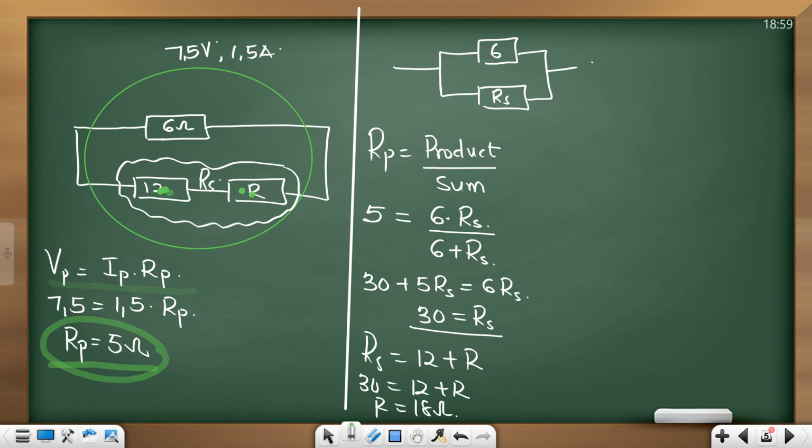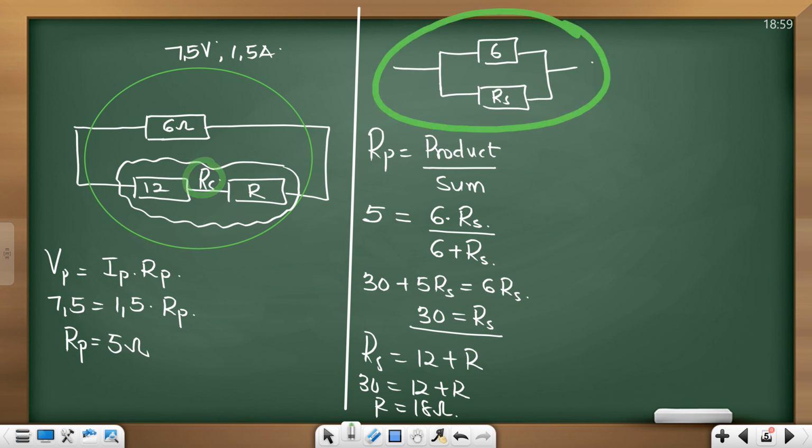But then I see these two. But I used what? R series. I simplified my diagram and I got something like, they are in parallel. How do you get the parallel? Product over what? Sum. You multiply them and then you add them. What is the product? Product is to multiply 6 RS.